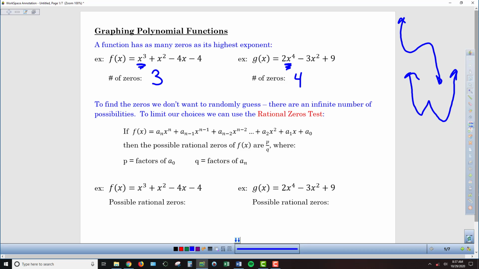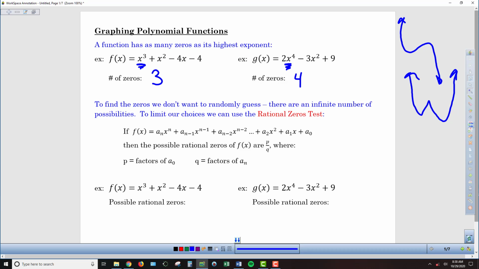Now those zeros might be all real. Some of them might be repeats of each other. We've talked about that and how that shows up in the graph. We also could end up having imaginary zeros. And those don't have a specific place on the graph, but those can occur, and we can discuss those later.